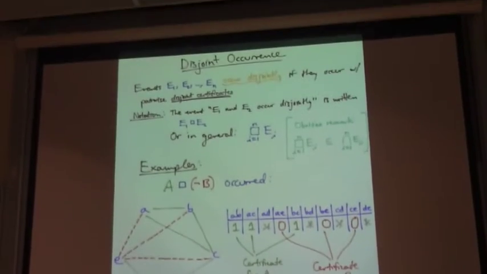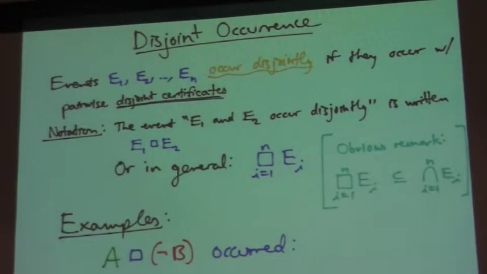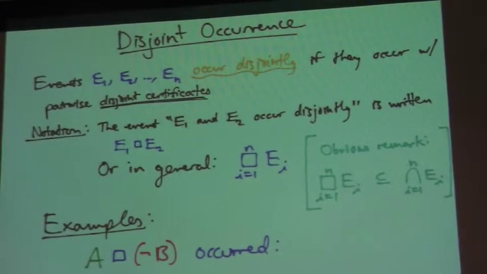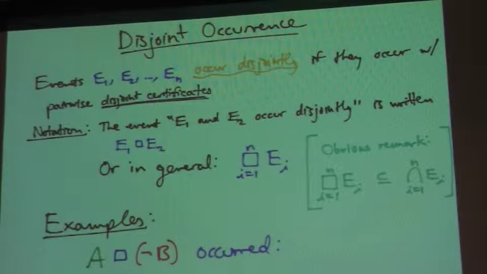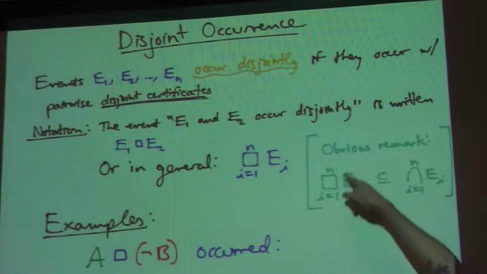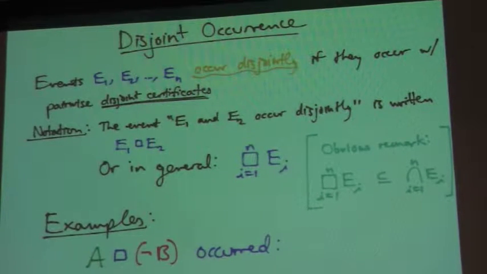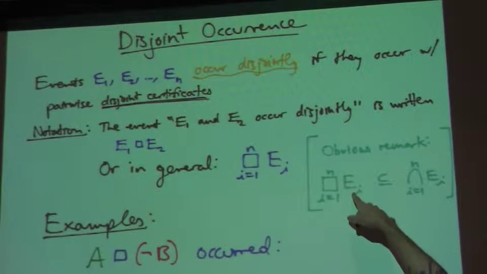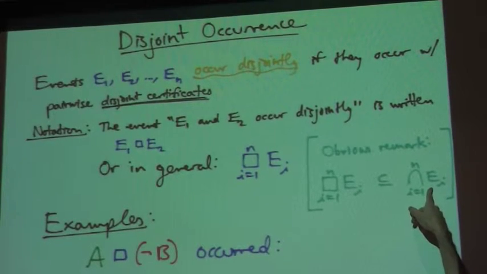Okay, so disjoint occurrence. Two events, or many events, occur disjointly if they all occur, and moreover, they occur with certificates that are disjoint. Let me just emphasize this obvious remark here. In particular, in order for a set of events to occur disjointly, they all have to occur. So the event that these n events, E1 through En, occur disjointly is a subset of the intersection.